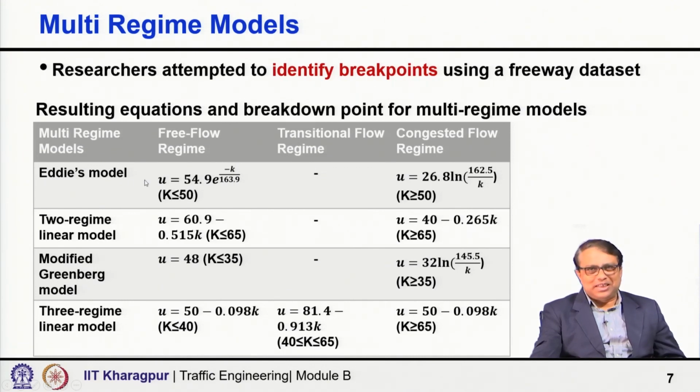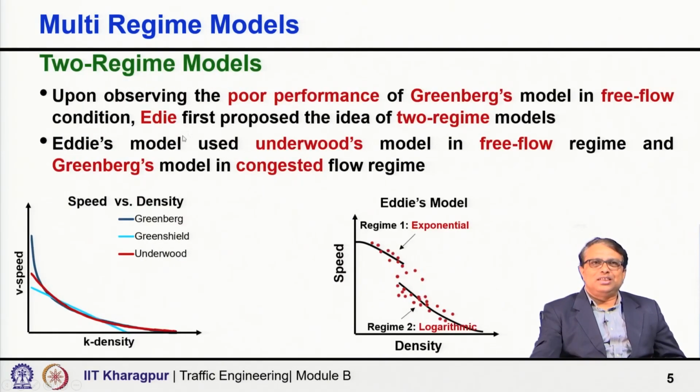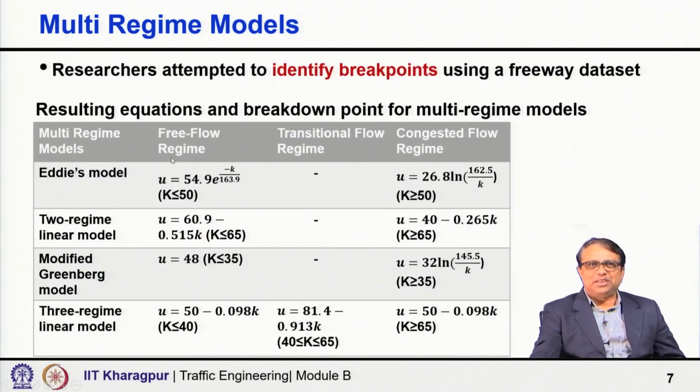Eddy's model, as I said, used Underwood's model in free flow regime and Greenberg's model in congested flow regime. So, it was calibrated like this, one model for the free flow regime, another model for the congested flow regime. This was developed for k greater than or equal to 50 in congested flow, and the free flow regime or steady state stable flow was represented using this speed density model, which was applicable up to k value of 50.